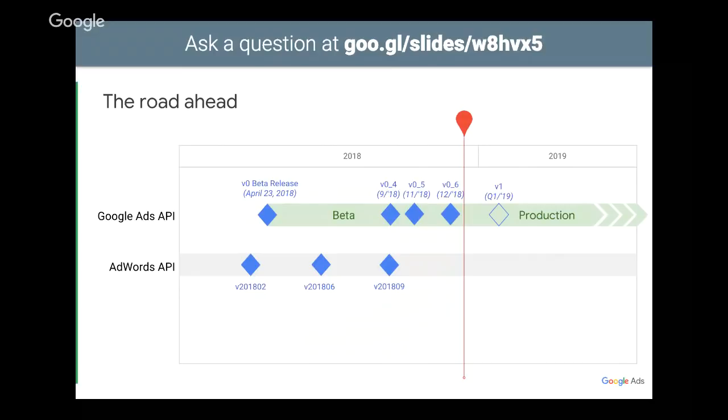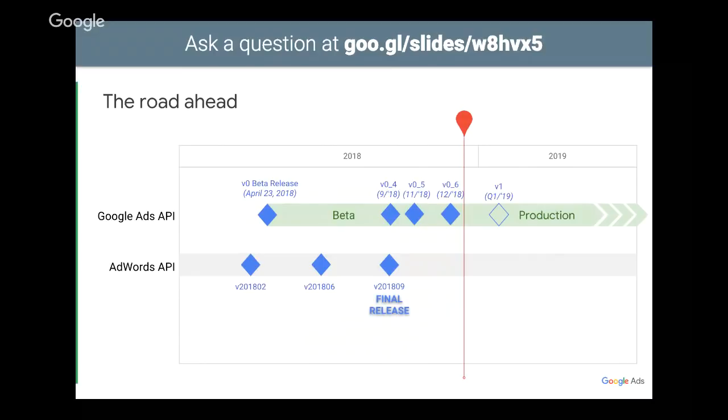We're not putting a specific date on it, but this will likely be towards the beginning of Q1, maybe the end of January, beginning of February. But Q1 is definitely when we're targeting to have version 1.0 of the Google Ads API in production. So that's the first big takeaway that we want to impress upon you here.